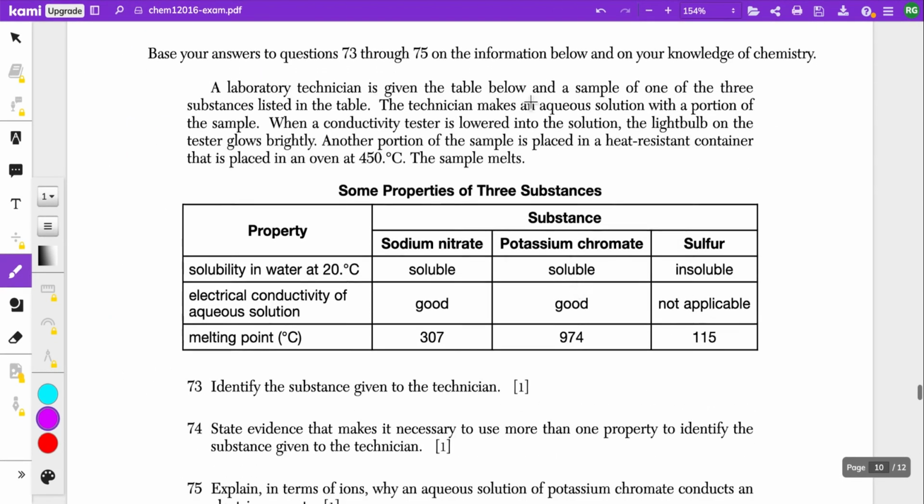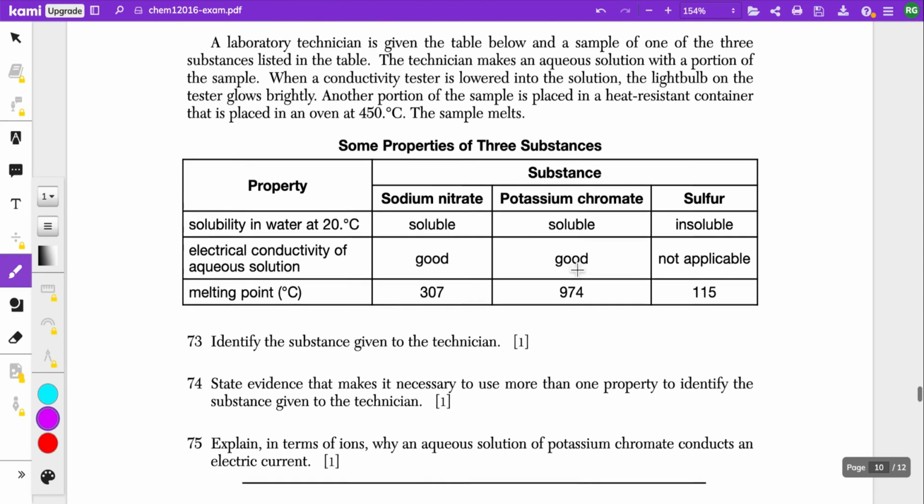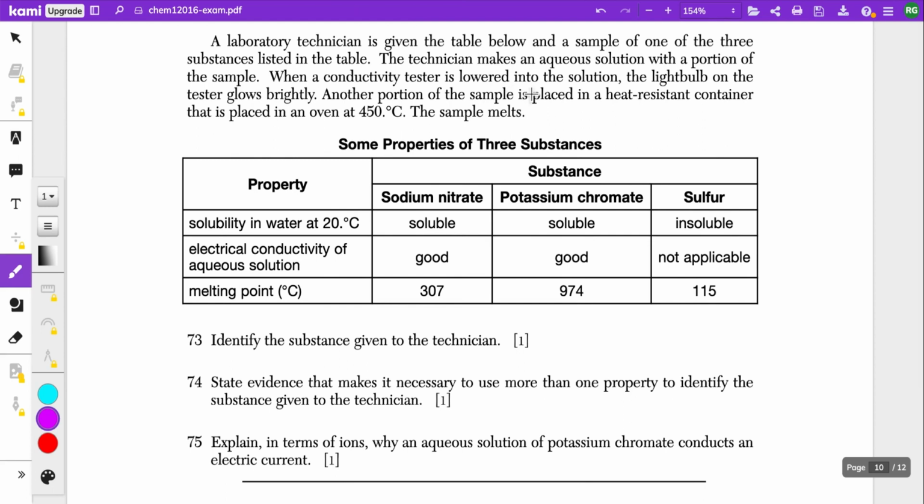Laboratory technicians. When you lower your probe into the solution, the light bulb glows brightly, and this means that this substance conducts electricity. So we're looking for something that conducts electricity. Oh, it can't be sulfur. It does not conduct electricity.